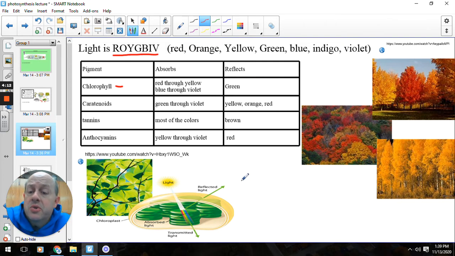But at certain times of the year, in the fall, different types of plants will start to take on different colors, and that's because they have other pigments in them. Those pigments oftentimes are there all year, but they just aren't very loud, so to speak. So the chlorophyll kind of covers them up.